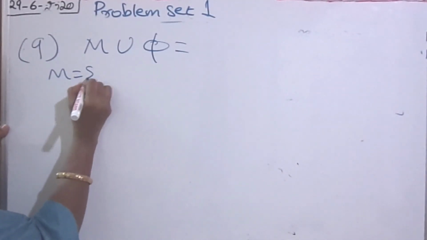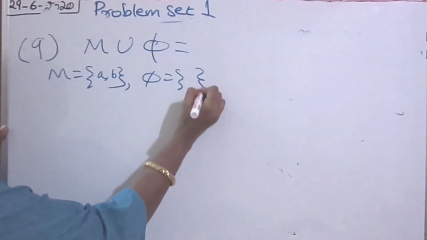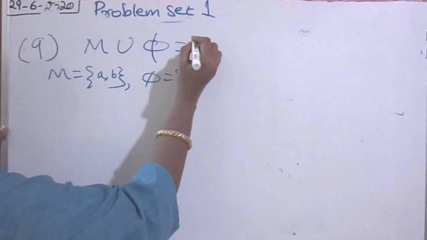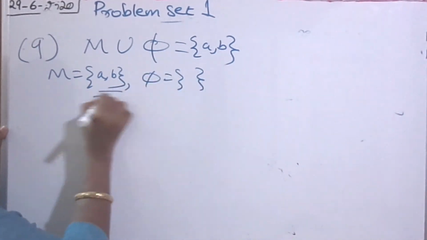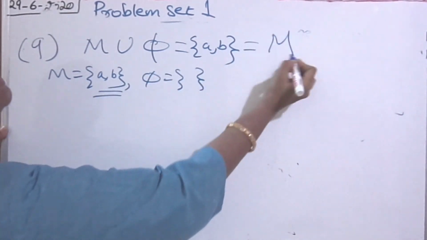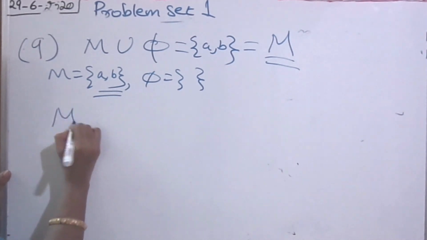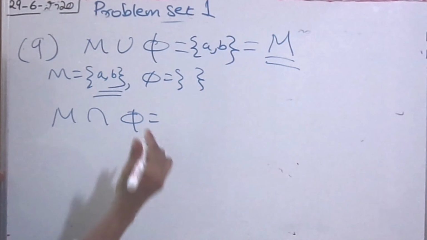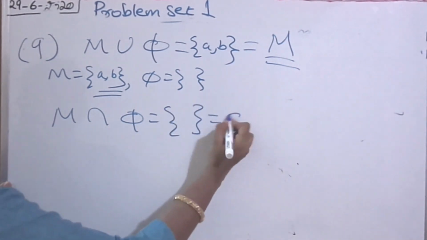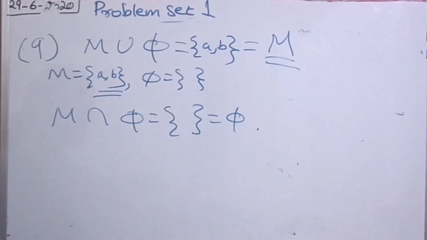Let me put M as A and B. Okay. An empty set is empty. When you join them, what do you get? A and B. Isn't it? And A and B is nothing but M. So M union empty set is M. So put some small examples and then it will be clear for you. And what about M intersection empty set? What is common in these two? Nothing. So empty. So M union empty set is M and M intersection empty set is empty.